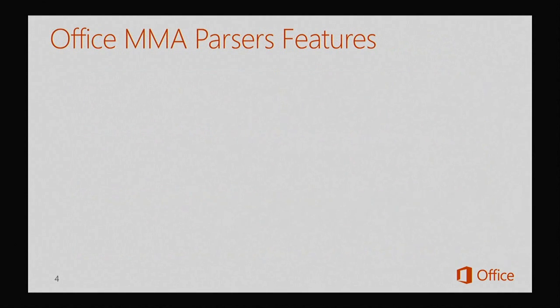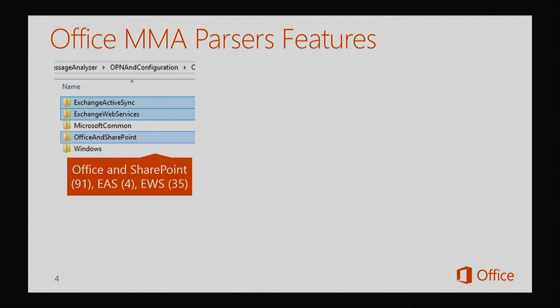Now, the Office parsers features. First, in this release we provide 130 parsers in total, and 91 of them focus on Office and SharePoint. They are mainly for the SharePoint web services, and all the services are covered in these parsers. There are 4 for Exchange ActiveSync, and all the commands defined in the Exchange ActiveSync protocols are covered in these 4 parsers, and 35 for the Exchange Web Services.